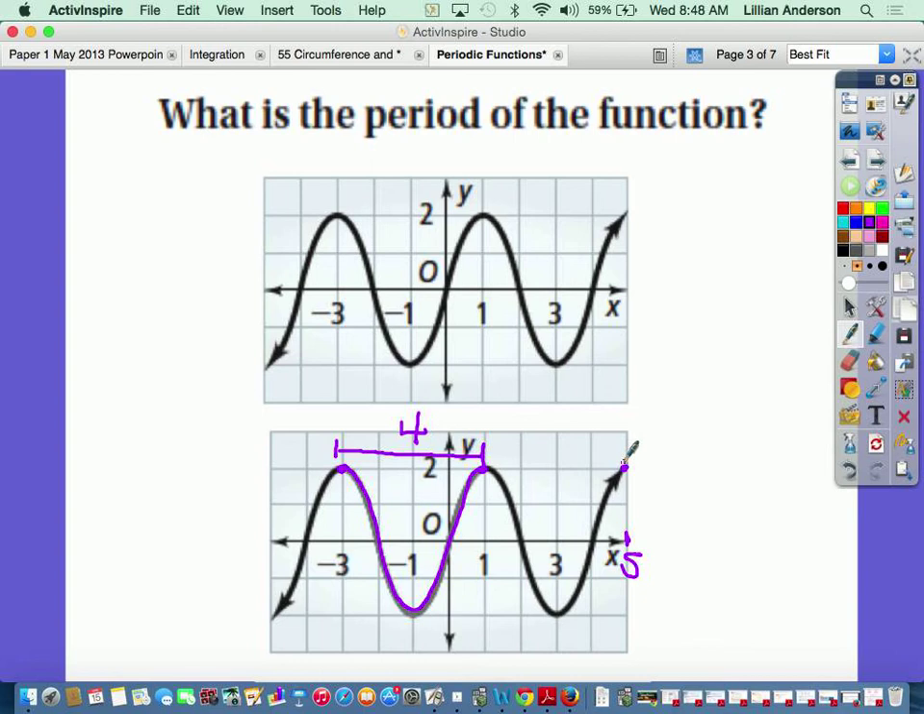Where? At 9. So 6, 7, 8. So at 9, I should be back at another maximum. Here's my last minimum. It's located at 3. Where should my next minimum point be? At 7, which is 4 units later. So even if you had to draw another cycle, you could based off of that information. Does that make sense? Okay.